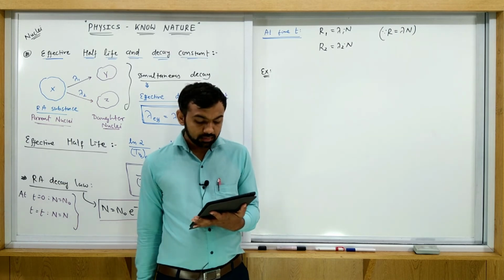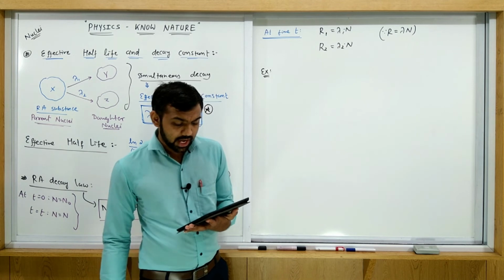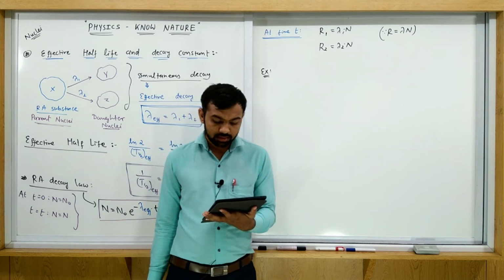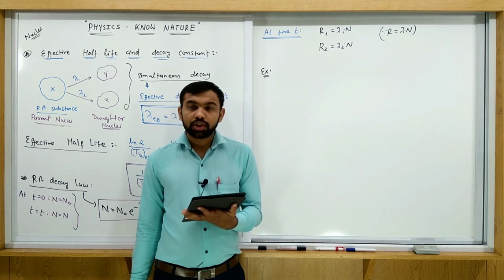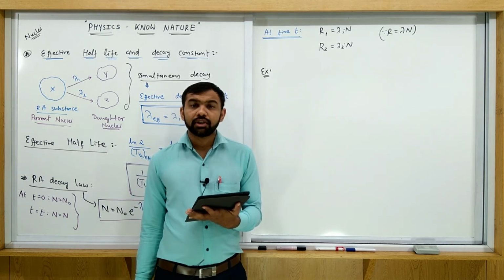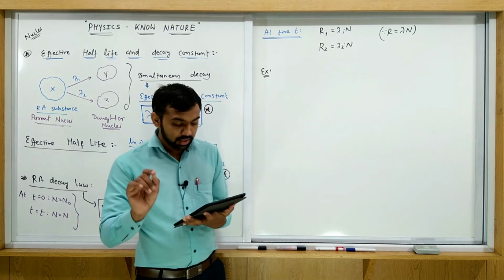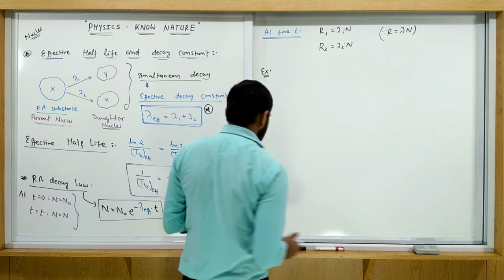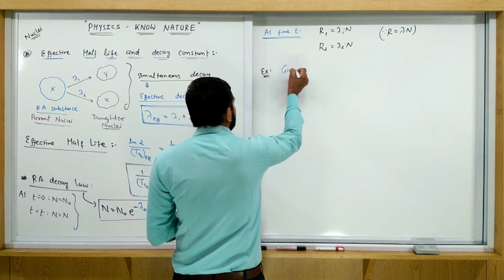Find the time during which 3/4 of a sample will decay. Let us write down some given data, and after that we go to the solution. So what is the given data?